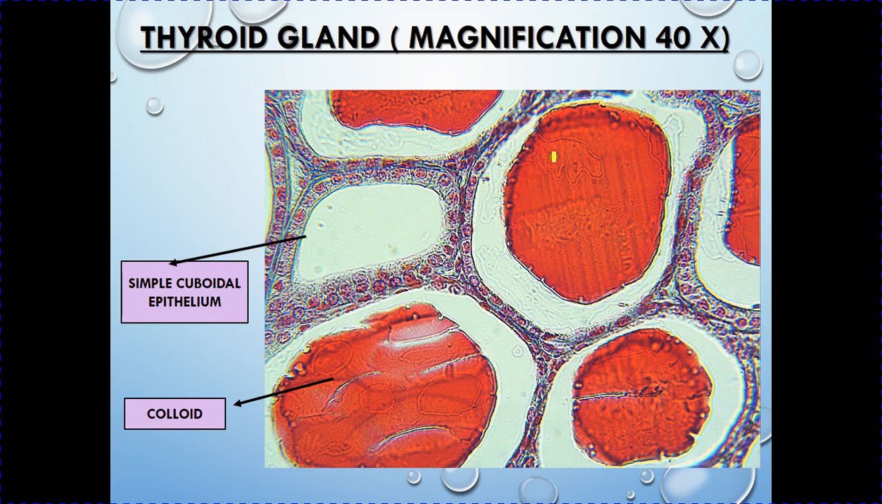In this image, this is a magnified image at a power of 40. You can clearly see the colloid material and you can identify the epithelium. The epithelium is simple cuboidal epithelium. Now, in between these thyroid follicles, you can find larger cells which are called parafollicular cells.